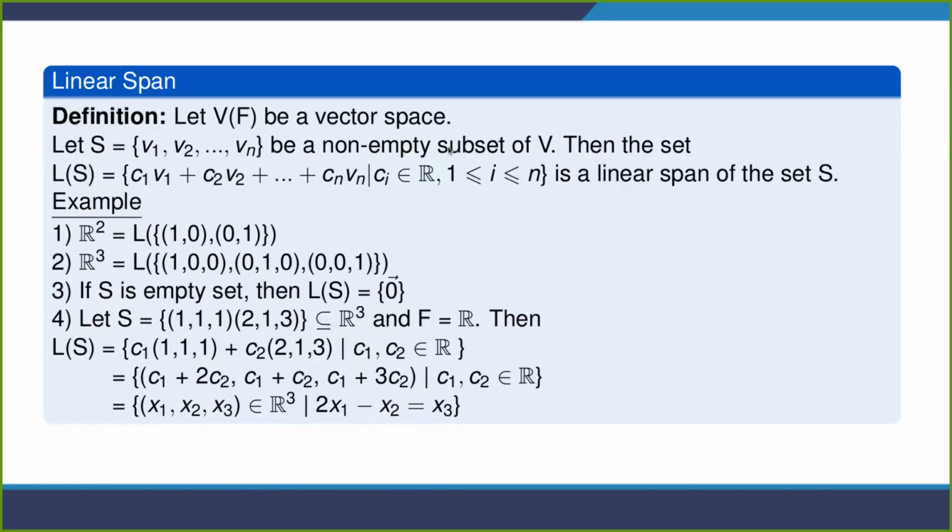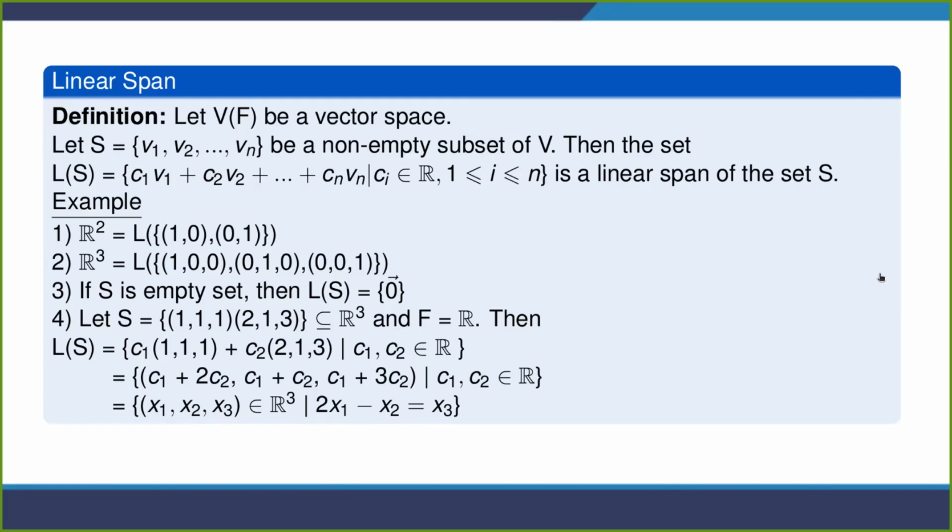Now let's see the linear span. So what is linear span basically? Let V over F be a vector space, and S is a non-empty subset of this specific V. Then the set L of S, which is the linear span of the set S, is C1 V1 + C2 V2 + ... + Cn Vn.